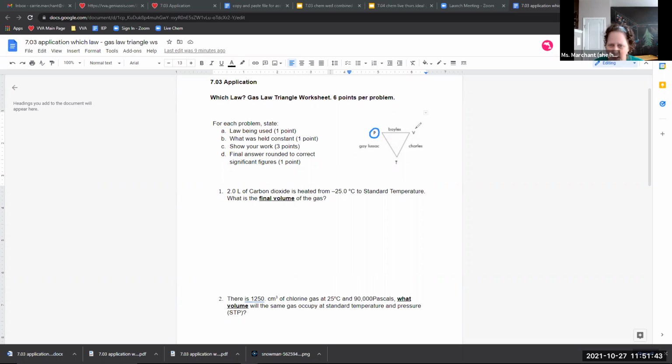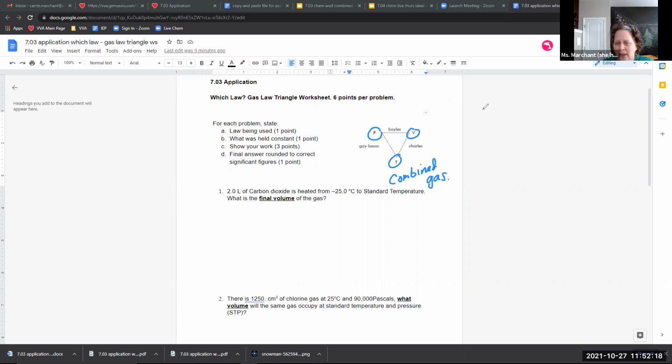So if I have pressure and volume changing in the problem, but temperature is constant or unchanging, that's Boyle's law. If I have volume and temperature changing, but pressure is constant and unchanging, then I have Charles's law. If I have pressure and temperature changing in the problem and volume is constant, that's Gay-Lussac's law. And if I have pressure, volume, and temperature changing, that is the combined gas law.